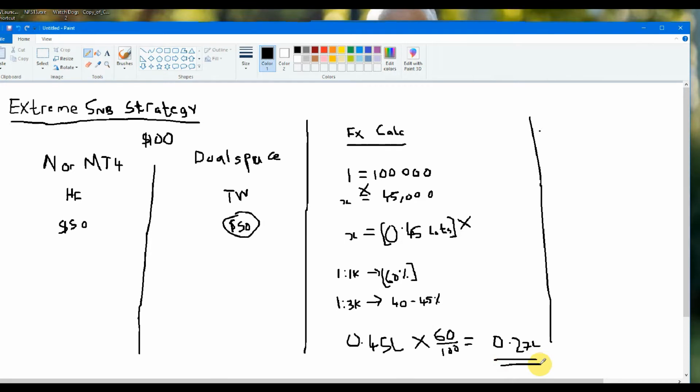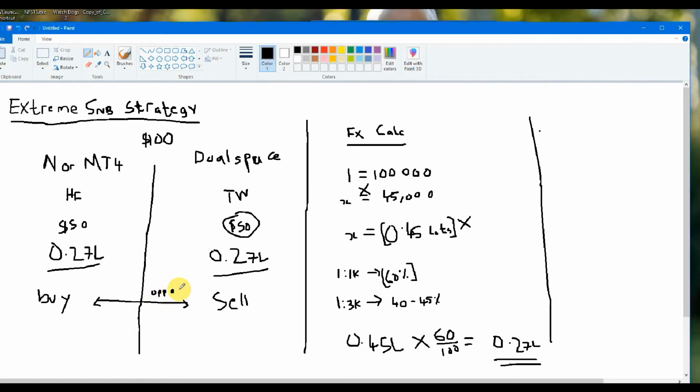So this is the lot size that we're going to use for both accounts. If we go back to our information here, in Hotforex we're going to be trading with 0.27 lots, and in Traders Way we're going to be trading with 0.27 lots. Okay, so in one account we're going to be buying, while on the other side we're going to be selling. In Hotforex you could either sell, or in Traders Way you could buy. It could be vice versa, as long as these two are opposite. They should always be opposite.